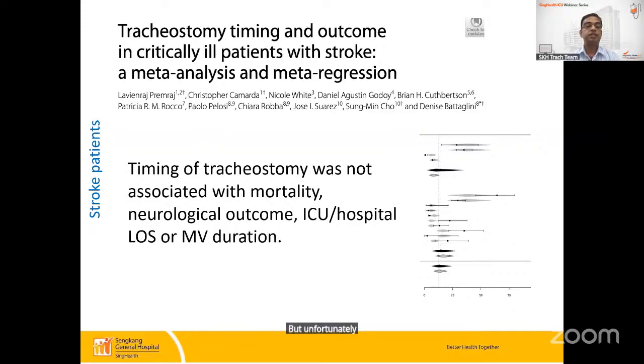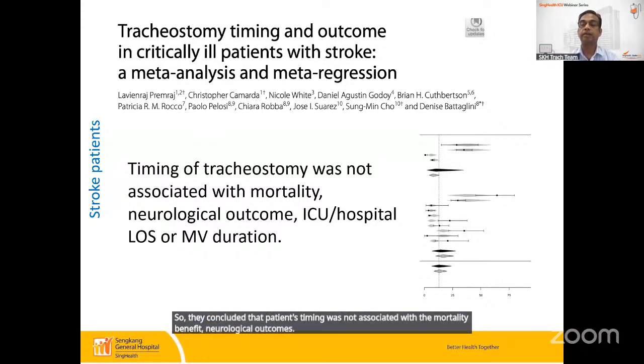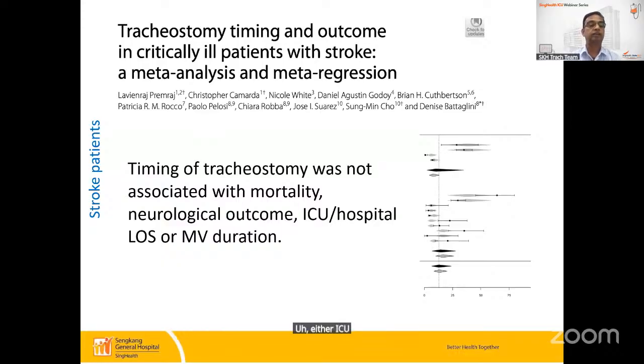But unfortunately, for stroke patients, the meta-analysis didn't support early tracheostomy. So they concluded that timing was not associated with mortality benefit, neurological outcomes, or either ICU or hospital length of stay.